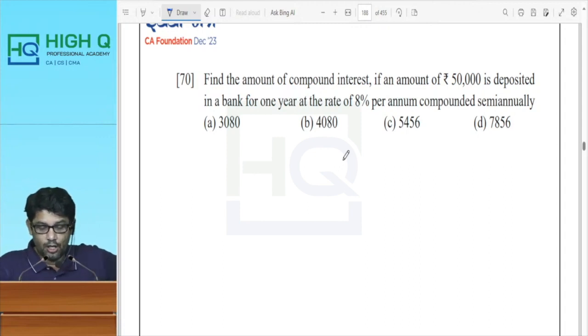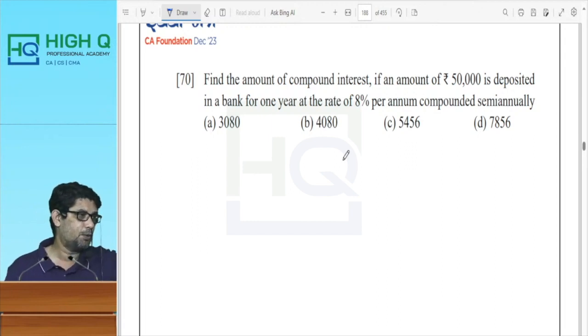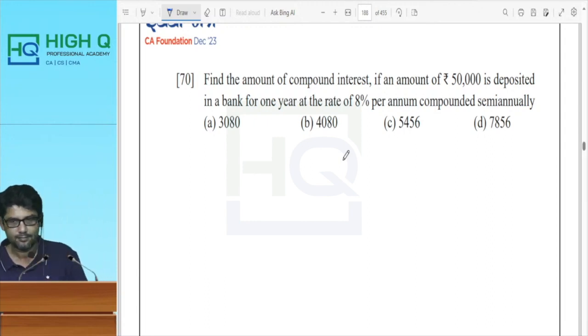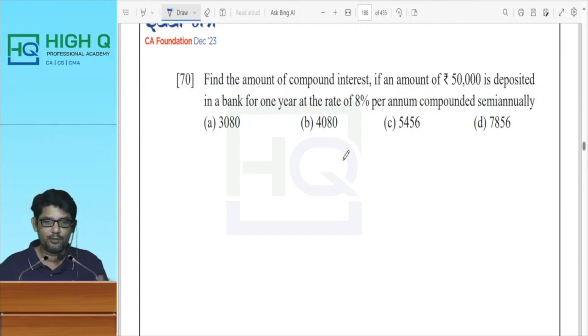Find the amount of compound interest if an amount 50,000 is deposited in a bank for 1 year at the rate of 8% per annum compounded semi-annually. Please find the compound interest. For this sum and all, you are not supposed to take more than 6 seconds. But I don't know how much time you are going to take.